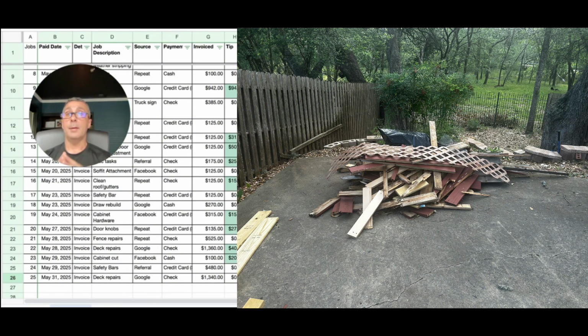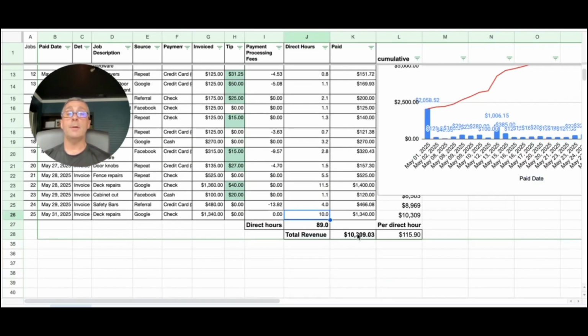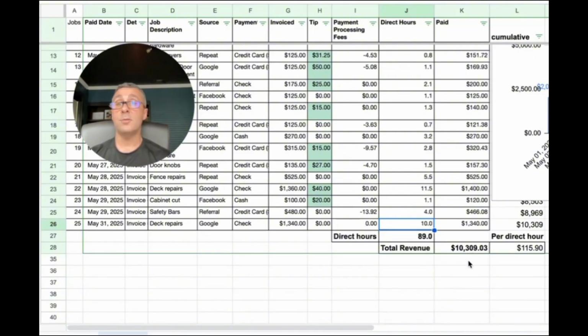Anyway, I know it's a little bit long-winded, but that's the 25 or 26 jobs that I have this month so far. As you see, as I scroll down here, that totals up to $10,309, in total about 89 hours of direct time on these particular jobs. And you do the quick math, right? $10,000 divided by 89. Man, I'm making $115 per hour. That's great.